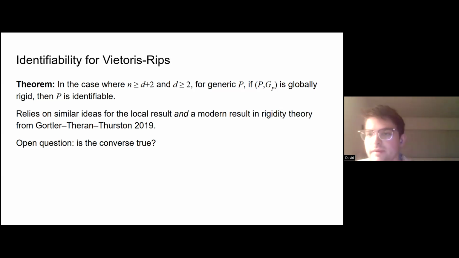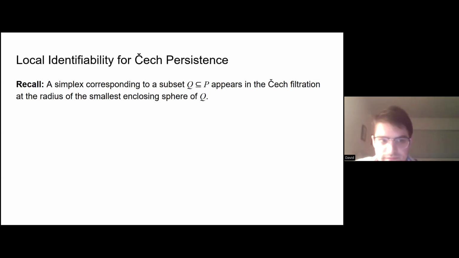So I'll talk a little bit about the Čech case. The Čech case is actually a little more complicated, so we can't say quite as much. Let's recall one thing, which is that a simplex corresponding to a subset Q of a point cloud appears in the Čech filtration at the radius of the smallest enclosing sphere of Q.